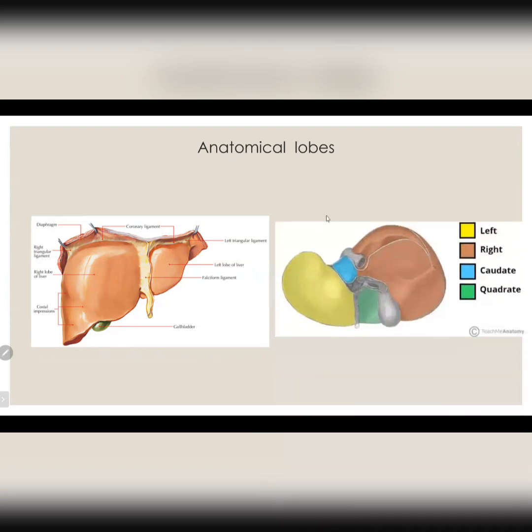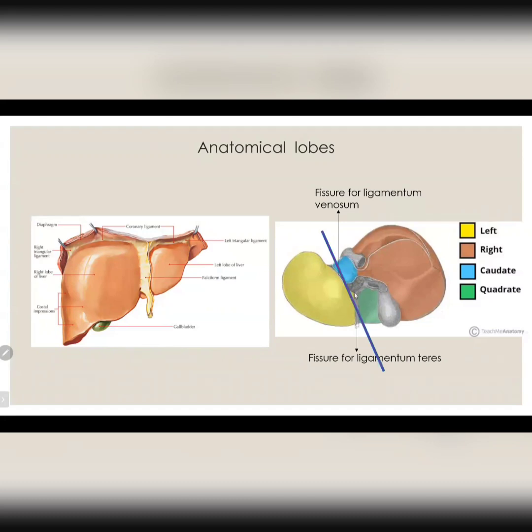Let's look at the posterior surface, or the posterior view of the liver. There are 2 grooves present here. I'll just be labeling it for you, which is the groove or the fissure for ligamentum venosum, and this is the groove or the fissure for ligamentum teres. Now you have to imagine there is a line passing through these 2 grooves.